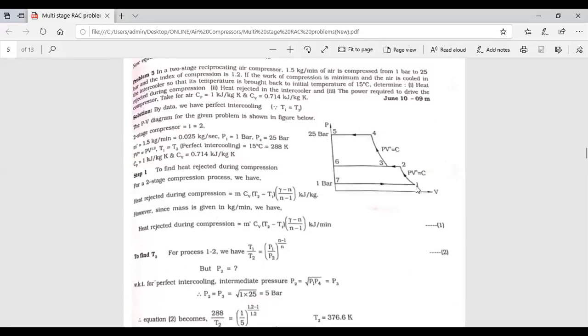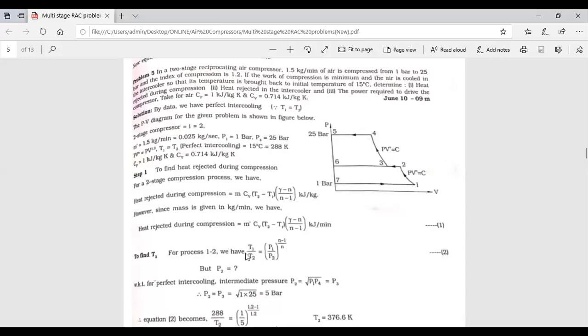P1 is given how much? It is 1 bar, and P4 is given how much? It is 25 bar. They are given in the problem. Compressed from 1 bar to 25 bar means delivery pressure is 25 bar and P1 is 1 bar. So intermediate pressure is square root of 1 into 25. So directly you are getting the intermediate pressure as 5 bar. Okay. Once you know this, next step is you have to calculate your T2.